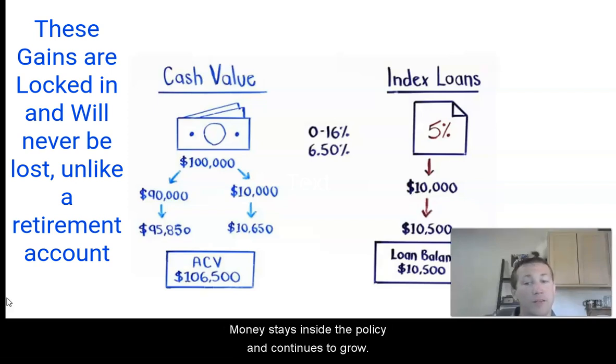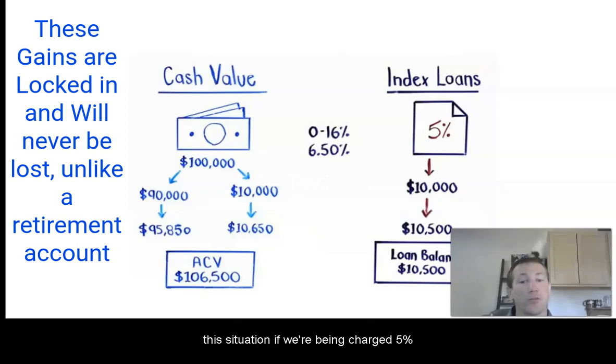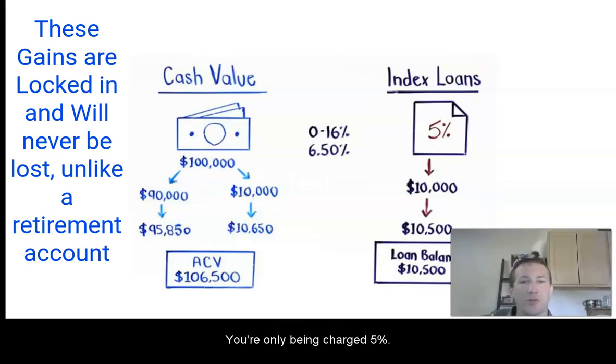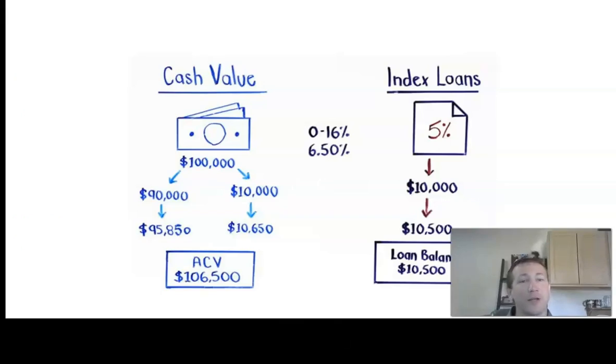Now our money stays inside the policy and continues to grow at 6.5%. Essentially, we're able to create a positive arbitrage. So in this situation, if we're being charged 5% and we're earning 6.5%, we just created a spread in our favor of 1.5%. Now, what if your policy is growing at 12% or 16% and you're only being charged 5%? That's a pretty good profit, a good tax-free profit for doing nothing except holding your money inside of an IUL.